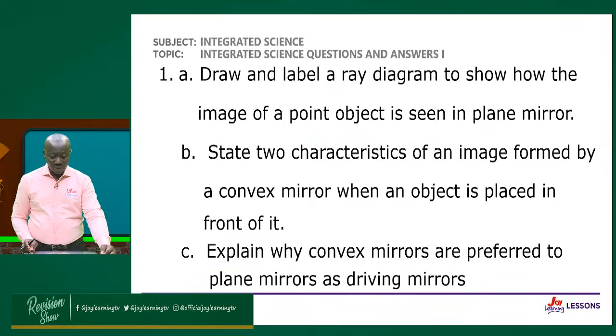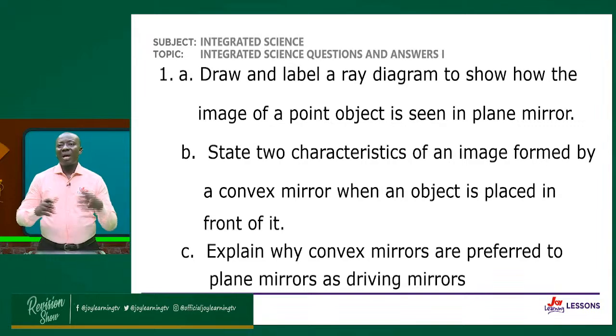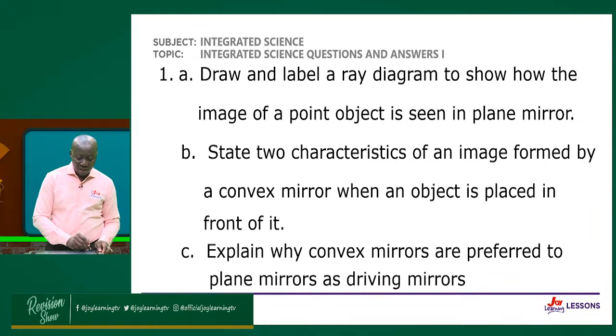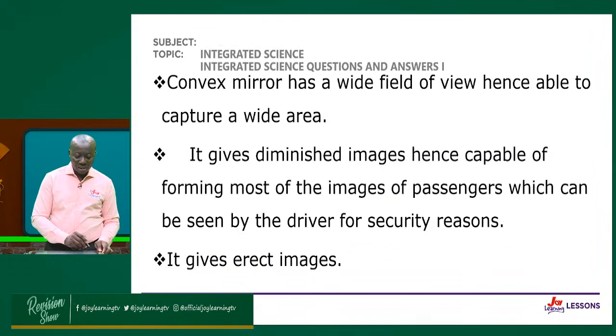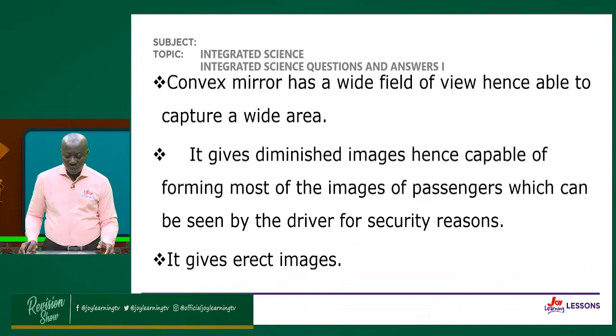So there was a question, the third part of the question: explain why convex mirrors are preferred to plane mirrors as driving mirrors. If you look at most cars, they don't use plane mirrors, they use convex mirrors as their side mirrors. Why do they prefer that one? They have a wide field of view, hence able to capture a wide area.